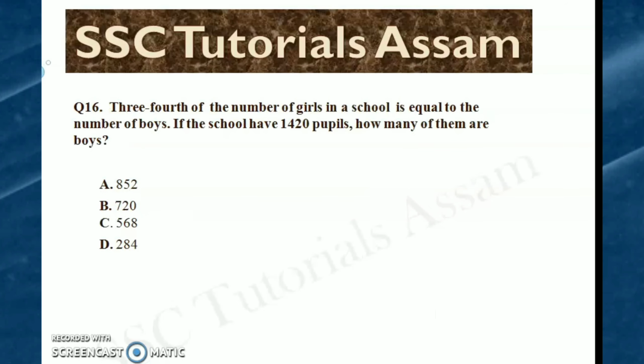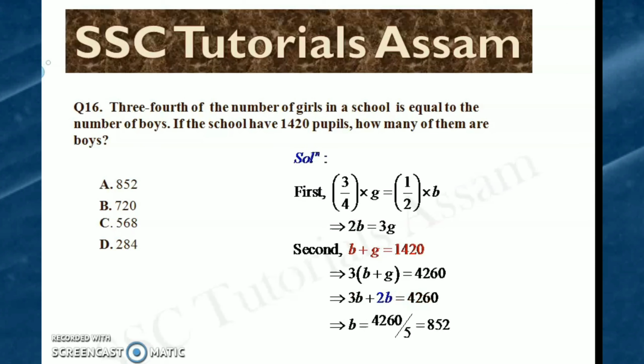Next question. 3/4 of the number of girls in a school is equal to the number of boys. If the school has 1420 pupils, how many of them are boys? 3/4 means 3 by 4 of the number of girls. If the total number of girls is z, then 3 by 4 into z is equal to the number of boys. The question should be corrected to: half of the number of boys. So half into b, if the number of boys is b.